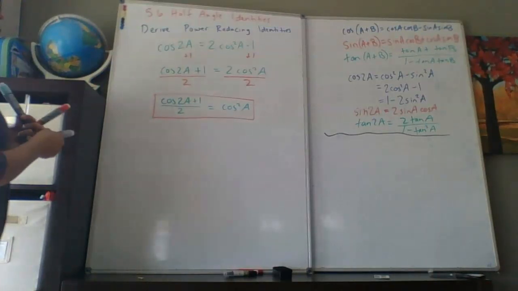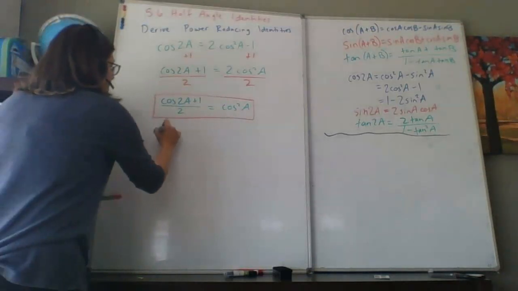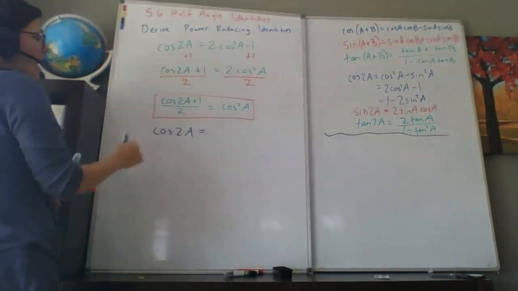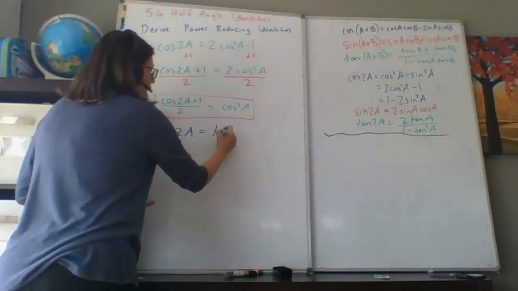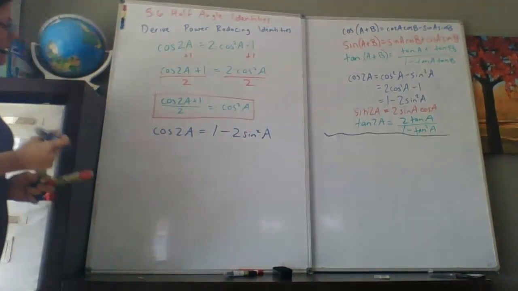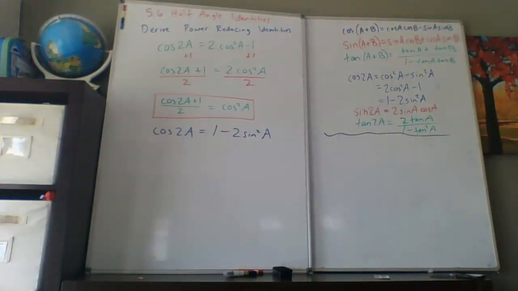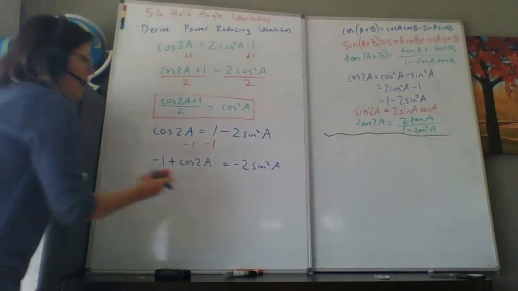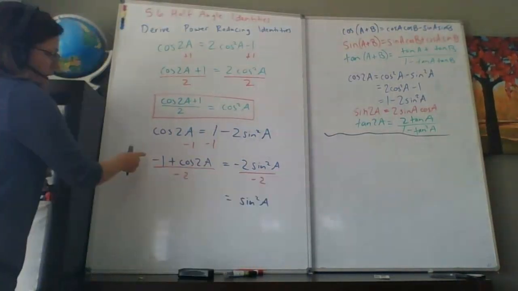Now we're going to do the same, but we're going to still use cosine of 2a, but with the sine. So 1 minus 2 sine squared a. So again, feel free to pause to try and solve for sine of a. I will put the negative 1 in front. Now we divide both sides by negative 2.